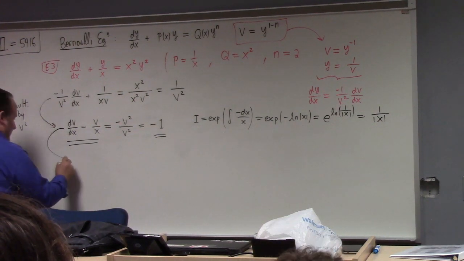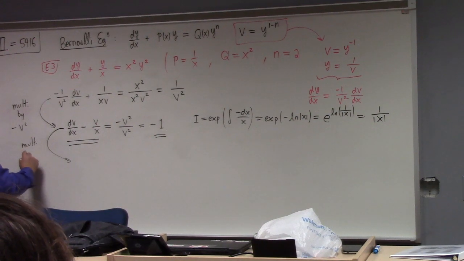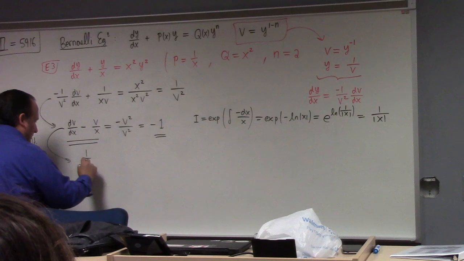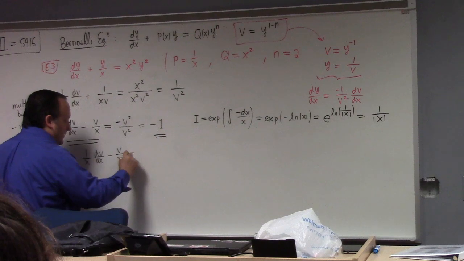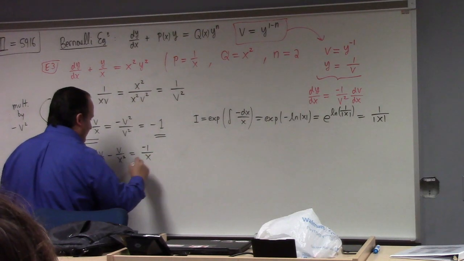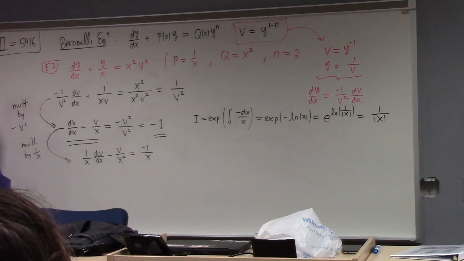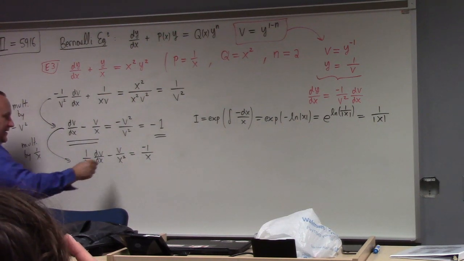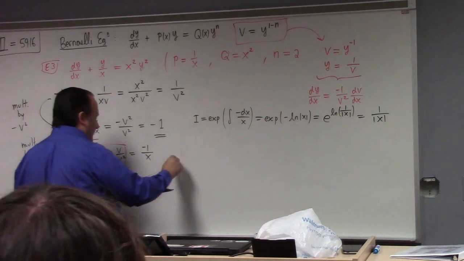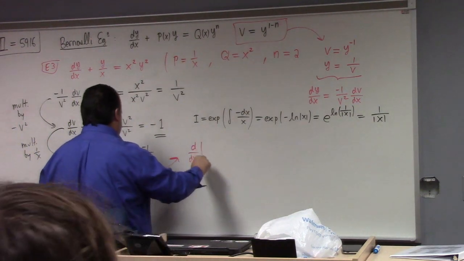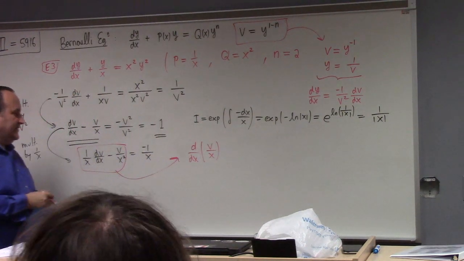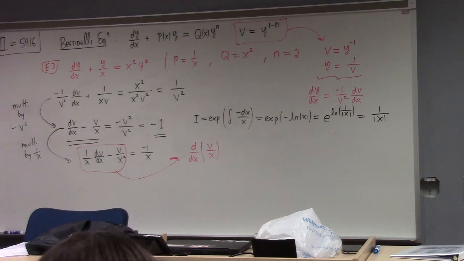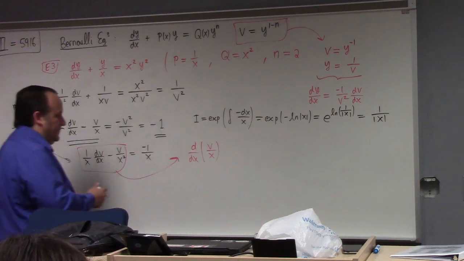So if I multiply this by 1 over x, what do I get? I get 1 over x dv dx minus v over x squared is equal to minus 1 over x. Now, since I did my integrating factor method correctly, I can take this guy right here, reverse product rule that thing, d dx of what? V divided by x, right? The derivative of v over x gives me 1 over x dv dx minus v over x squared, because the derivative of 1 over x is minus 1 over x squared. On the other hand, I still got minus 1 over x over there.